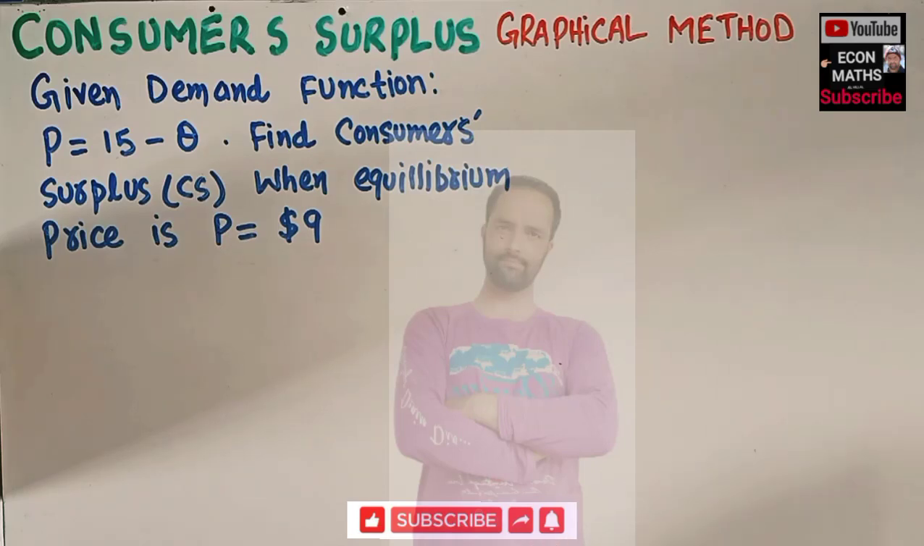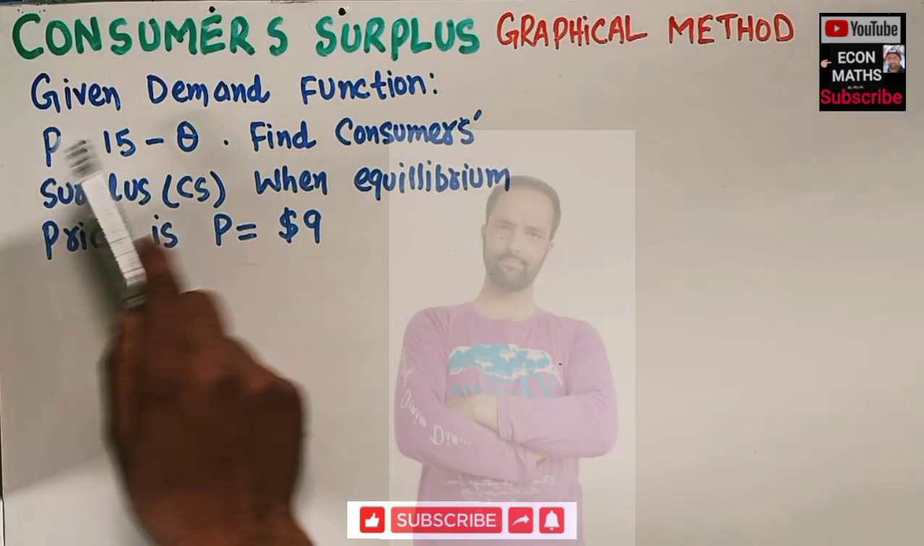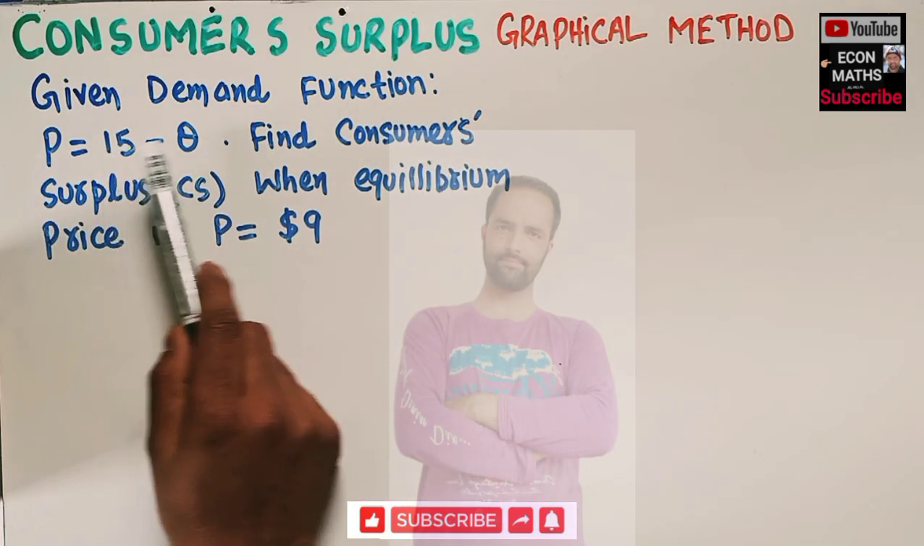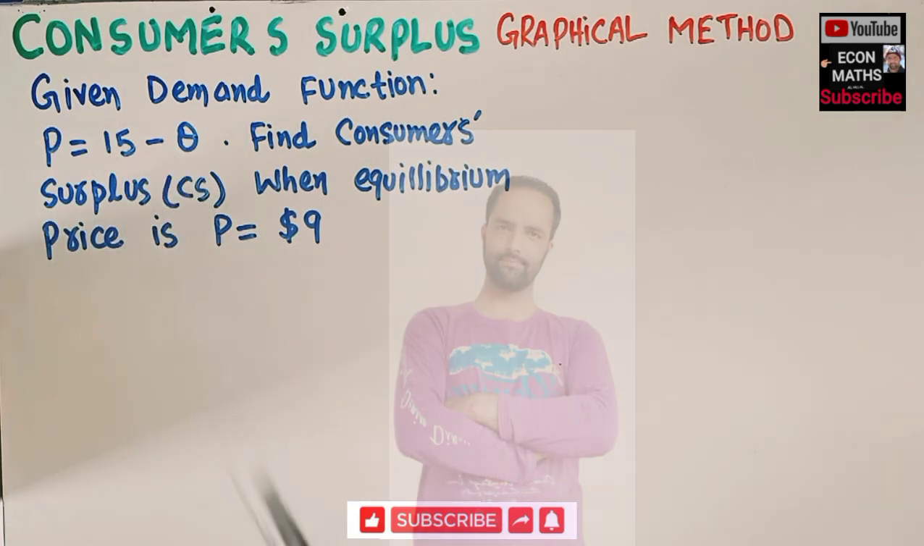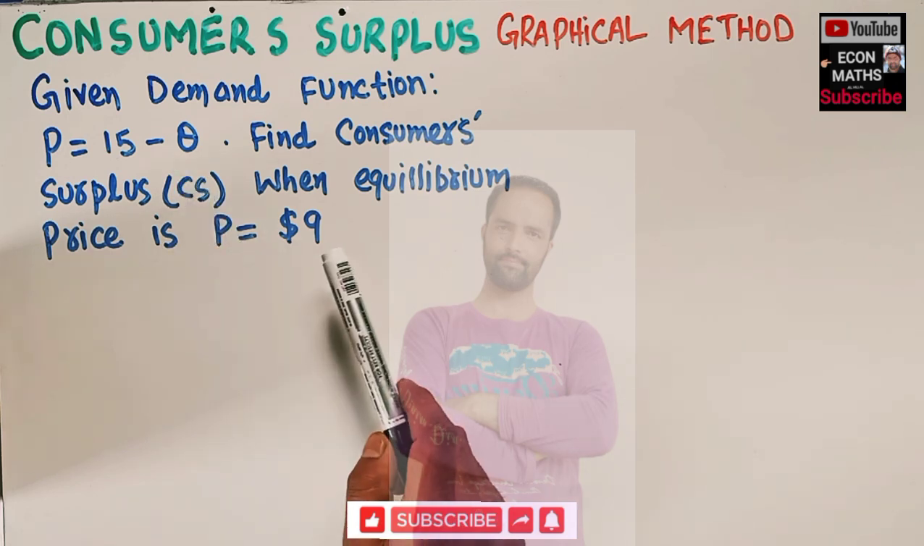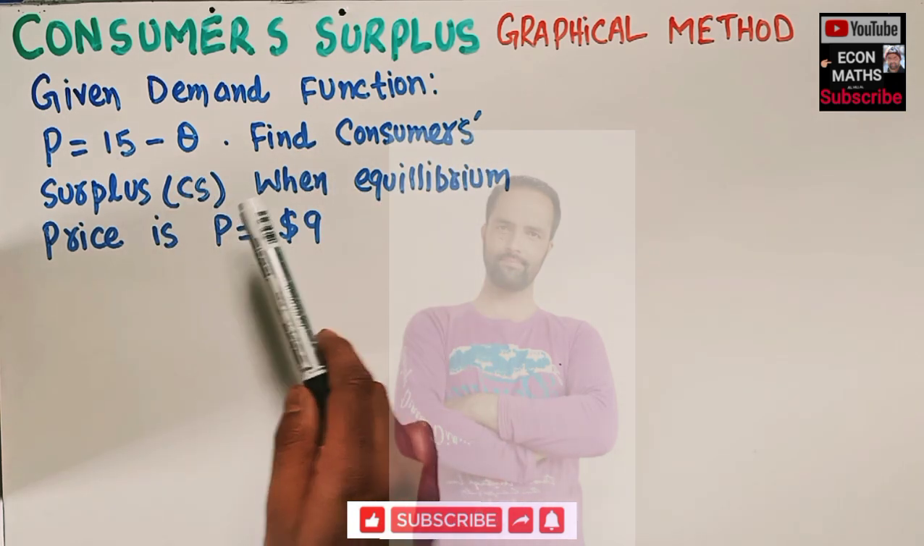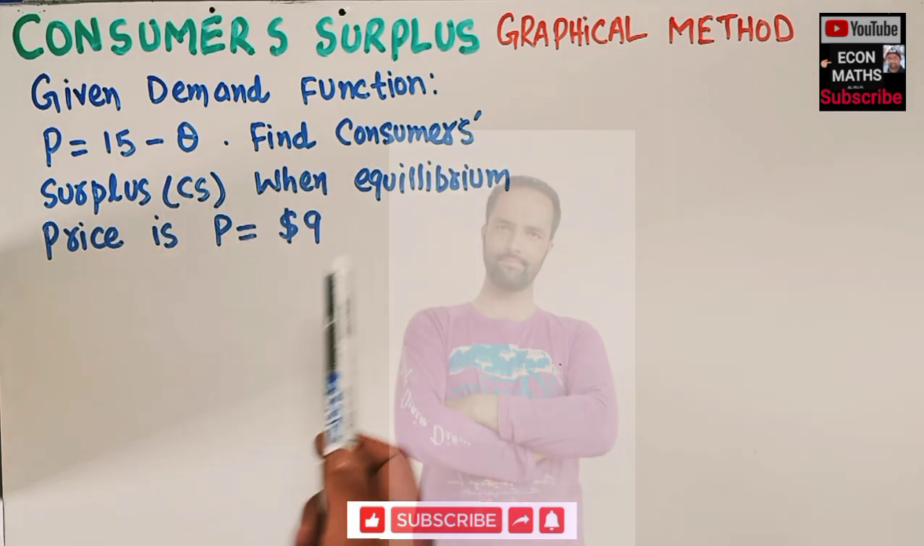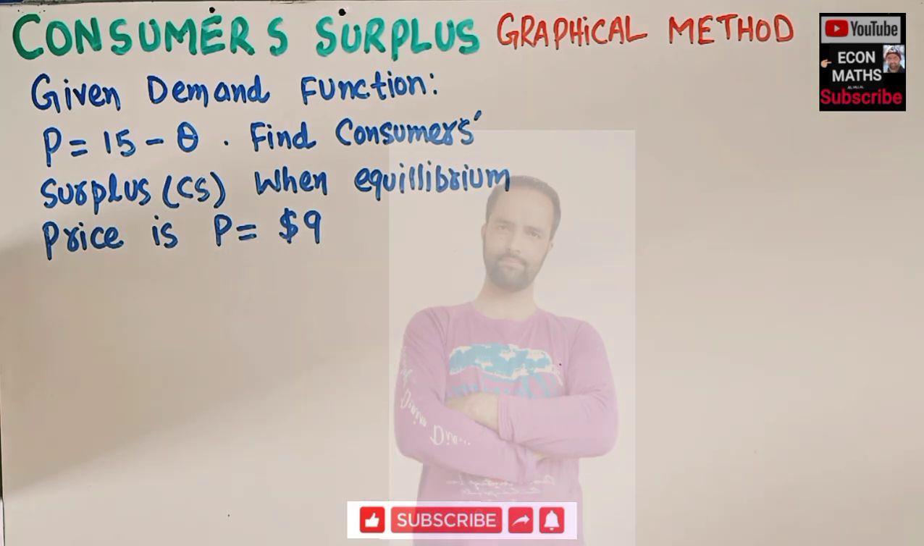In this video, we will learn how to find consumer surplus using the graphical method. The question is: given the demand function P is equal to 15 minus Q, where P denotes the price and Q denotes the output or quantity demanded, find the consumer surplus when the equilibrium price is given as P is equal to $9.